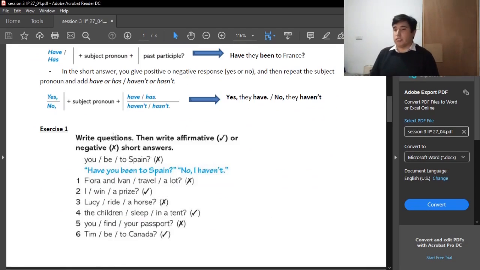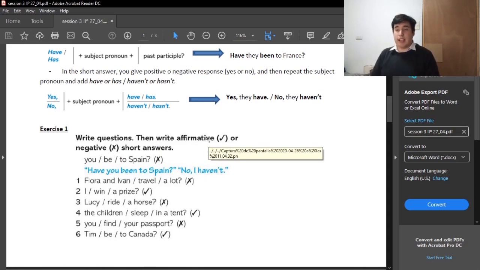Let's read the instructions. Write questions, then write affirmative or negative short answers. You have to write the questions using these words. And then, write affirmative or negative short answers.